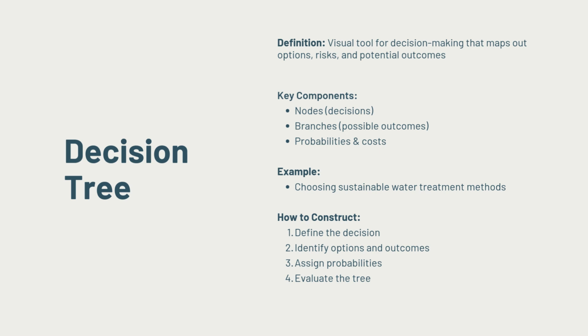Finally, you need to calculate the expected value of each decision by multiplying the potential benefits by their probabilities and subtracting the costs. The option with the highest expected value is often considered the best choice.